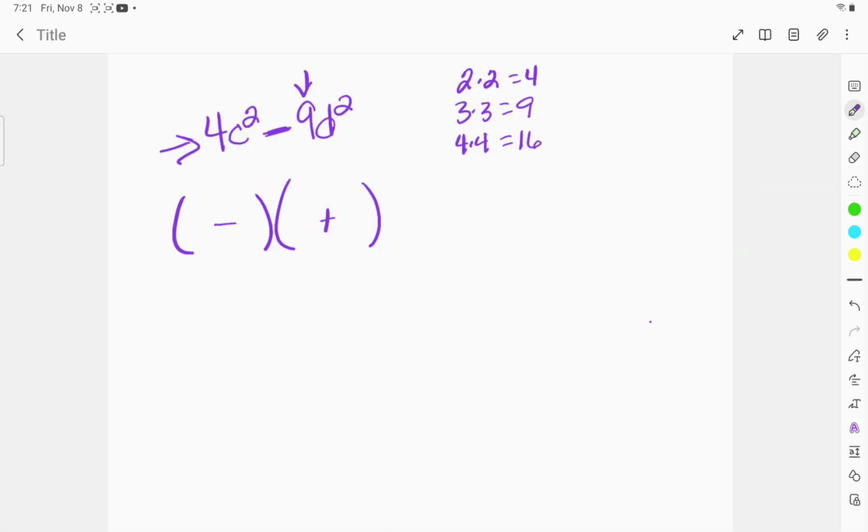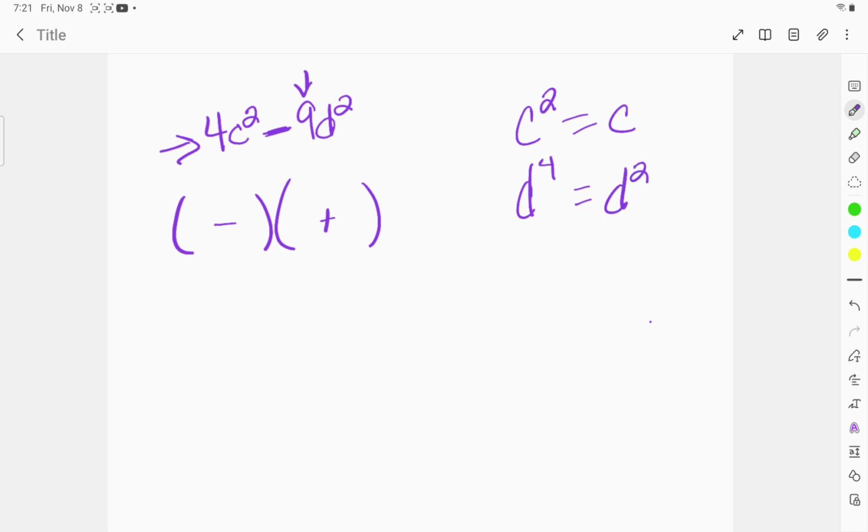So this row of numbers are your perfect squares. So if you continue on, 5 times 5 equals 25. Now sometimes you have to have a calculator to know if it's a perfect square or not, because who knows what 16 times 16 is. I don't know that number off the top of my head. I would have to use a calculator for that. But for these numbers, you should know. Also, when you're dealing with variables, anything raised to the even power is a perfect square.